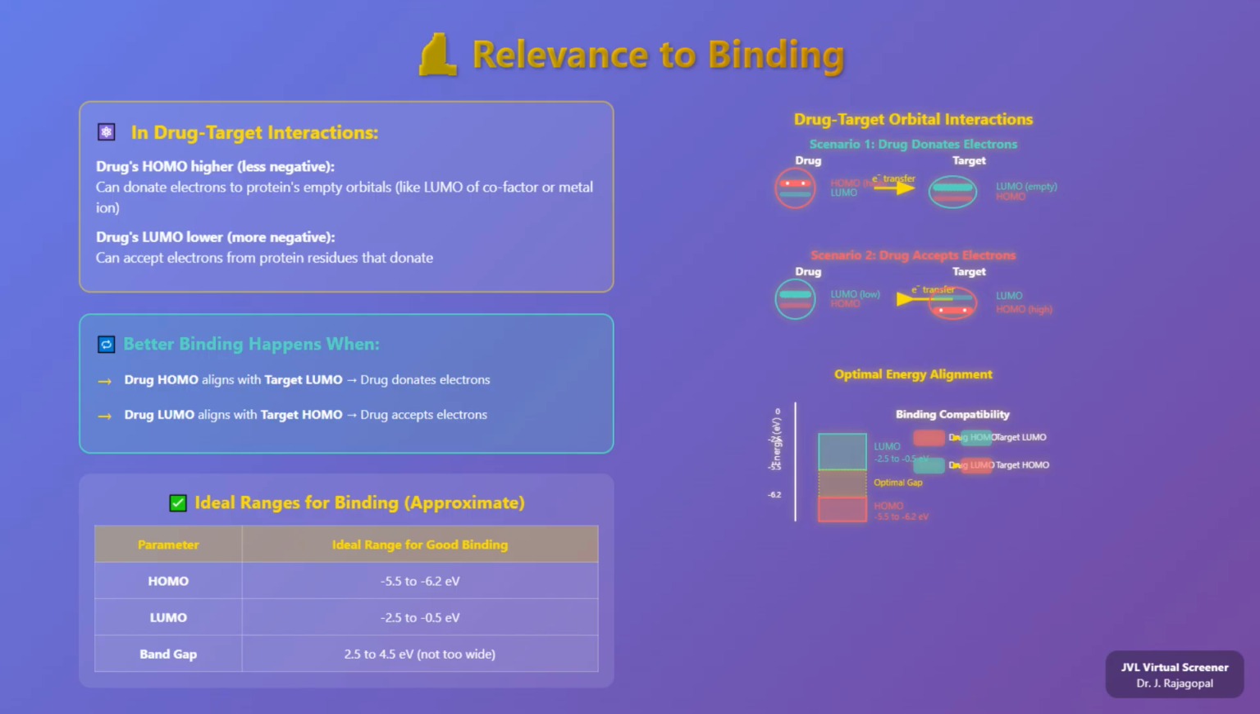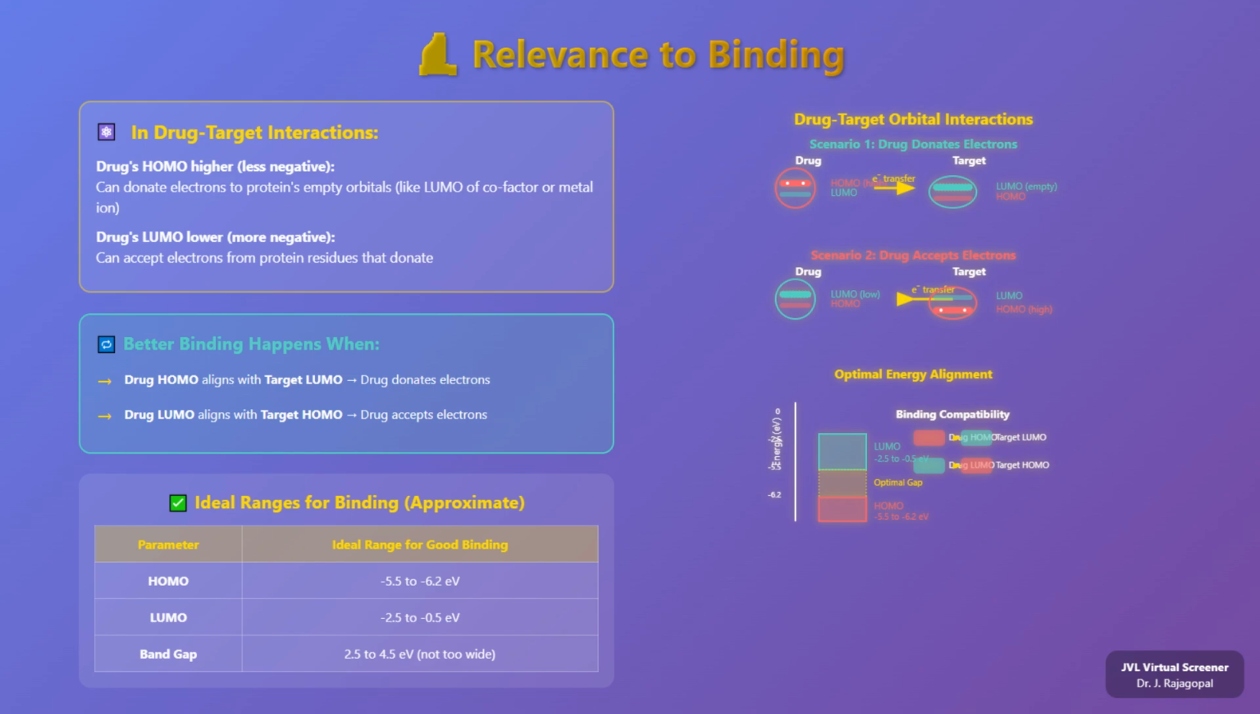This is very important. Better binding happens when there is perfect energy alignment. Drug HOMO aligns with target LUMO means the drug donates electrons. Drug LUMO aligns with target HOMO means the drug accepts electrons. Now comes the most practical part, the actual ideal ranges for good binding. Please note these values carefully.